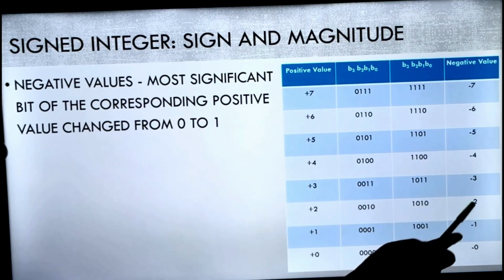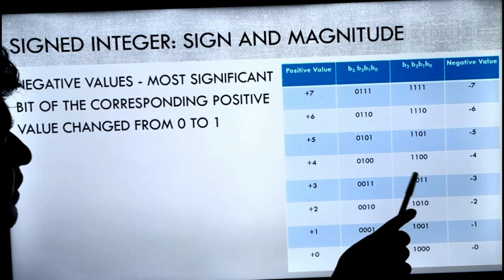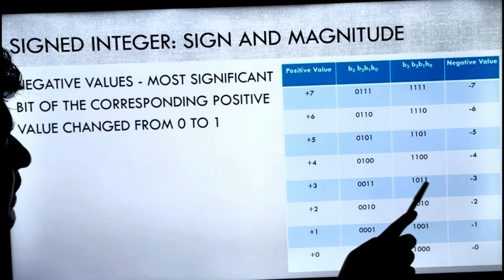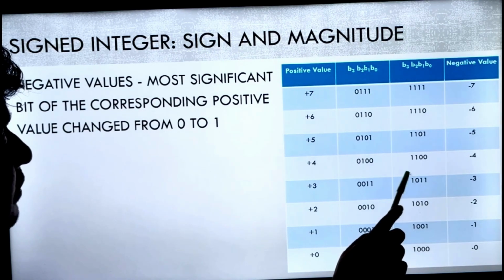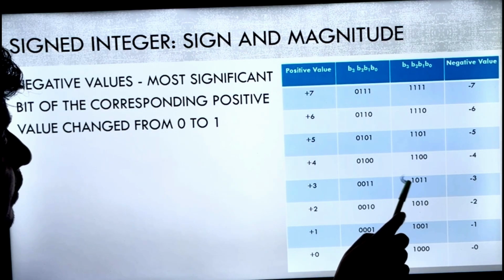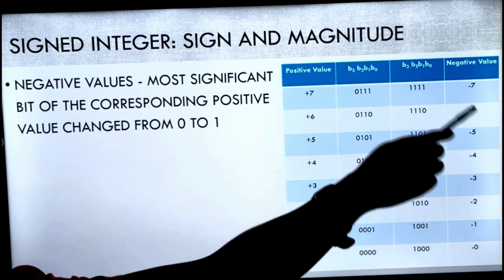If I ask you to write say minus 3, how do we write 3? 0, 1, 1, right? This is 3. Now I want minus 3. So what we'll do, we'll put 1 before 0, 1, 1. 1 means negative. You understood that? This is how it works.